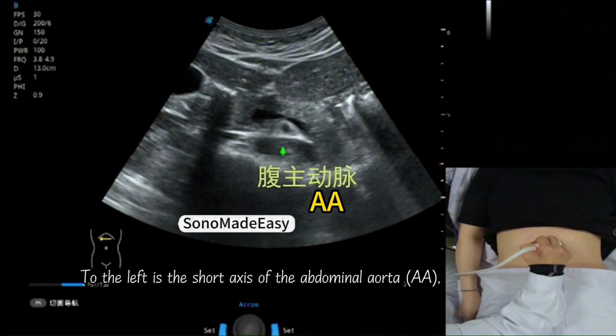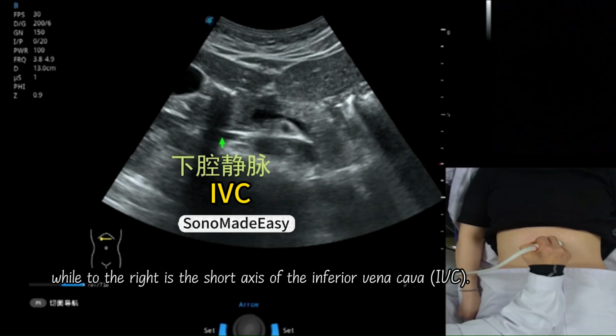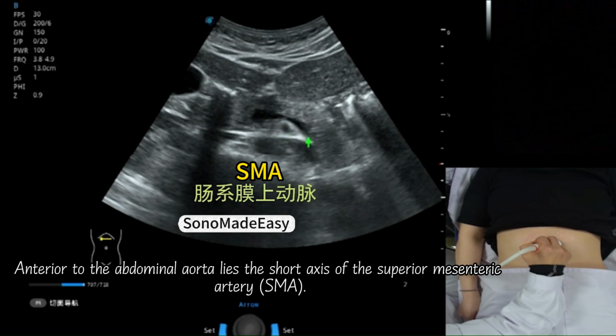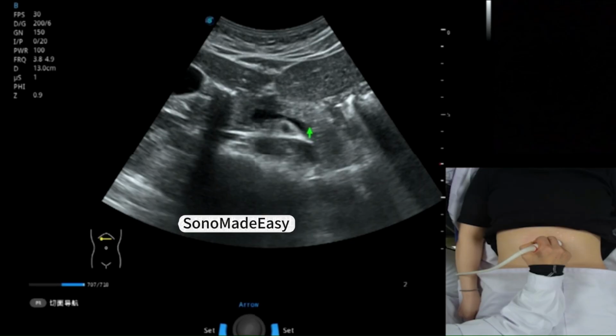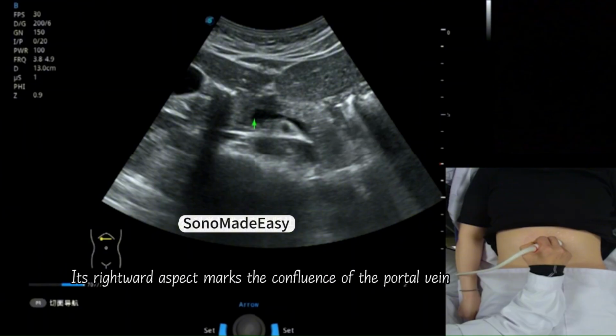To the left is the short axis of the abdominal aorta (AA), while to the right is the short axis of the inferior vena cava (IVC). Anterior to the abdominal aorta lies the short axis of the superior mesenteric artery (SMA). Anterior to the SMA is the horizontally oriented splenic vein (SV). Its rightward aspect marks the confluence of the portal vein.